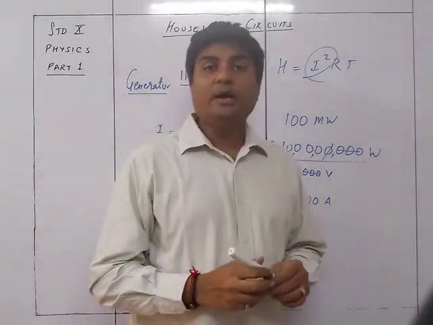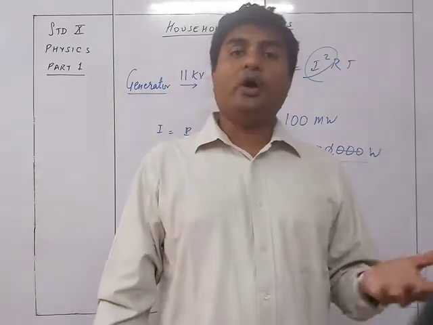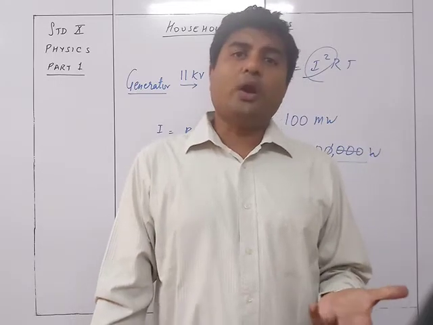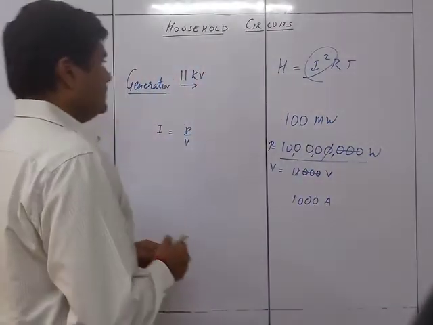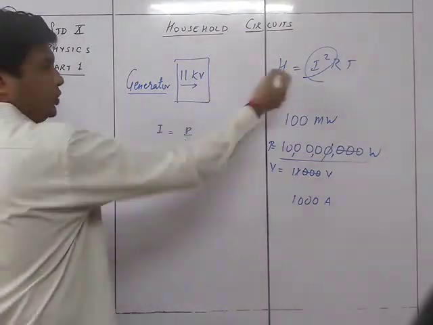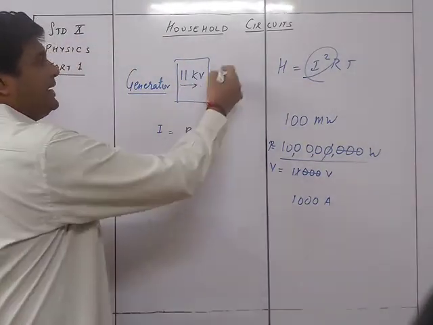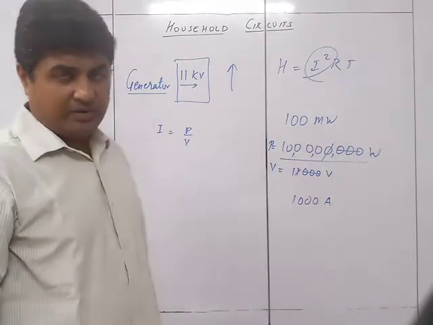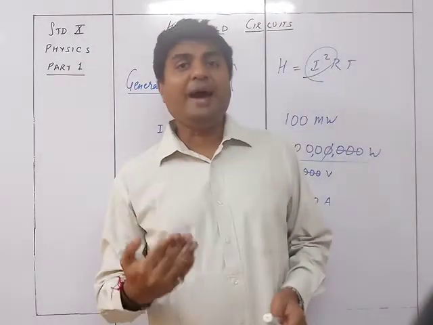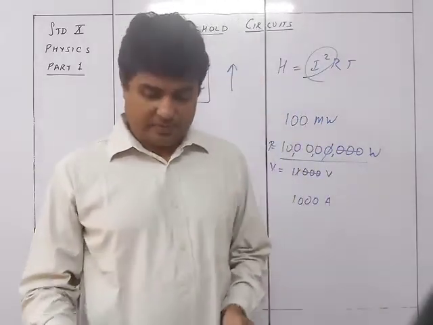So we don't want the heating effect to be so much that a lot of energy is utilized in the heat itself. So what is the alternative? The alternative is that the voltage supplied from the generating station to the city should not be at 11 kV, but at some value higher than 11 kV. So what they do is convert this 11 kV into 132 kV.